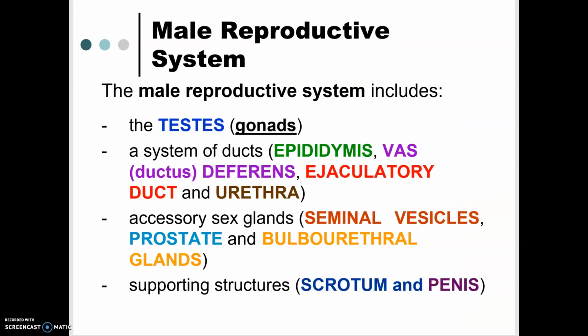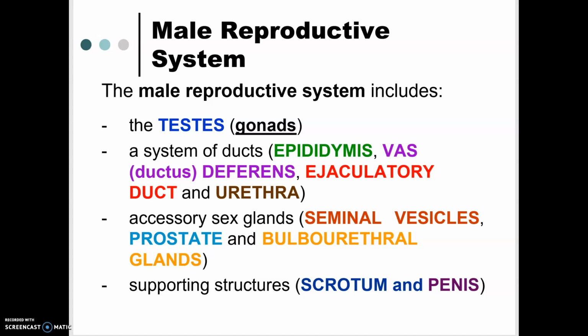Okay, so the male reproductive system consists of, first and foremost, the gonads. Gonads are the organ in the male and female body that produces the sex cells. So in males, the gonad is going to be the testicles or the testes, which produce the sperm. In females, the gonads will be the ovaries, which produce the egg.